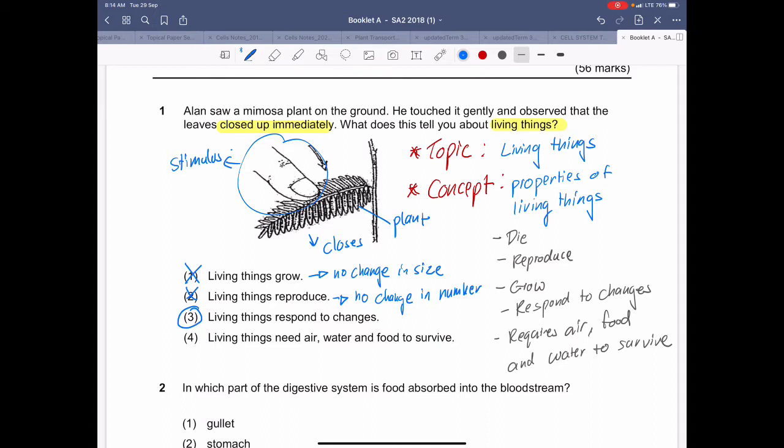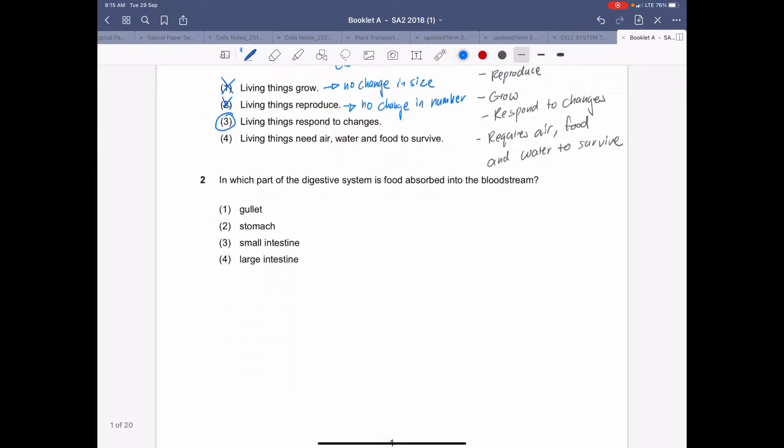2 is confirmed, can eliminate very easily. The chances of getting it correct is 50%, usually for MCQ. So, the elimination method works very well when you're not sure. Justify for yourself why that is not the answer. Okay, moving on. Next question.